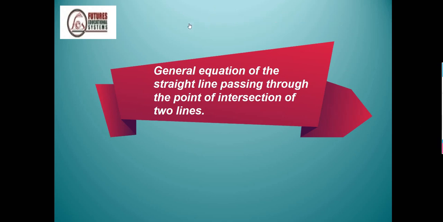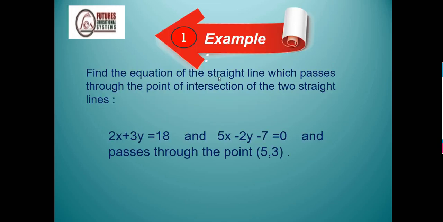Now we go to the last lesson of the geometry. General equation of the straight line passing through the point of intersection between two straight lines. Find the equation of the straight line which passes through the point of intersection of two straight lines. The equation of the first straight line is 2x plus 3y equals 18, and the second equation is 5x minus 2y minus 7 equals 0, passing through the point 5 with 3.